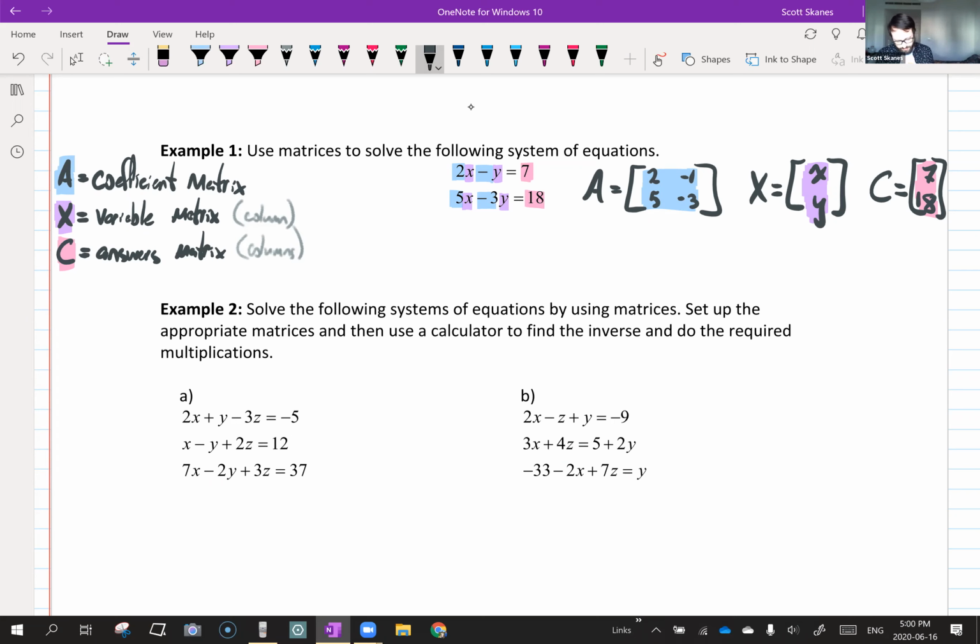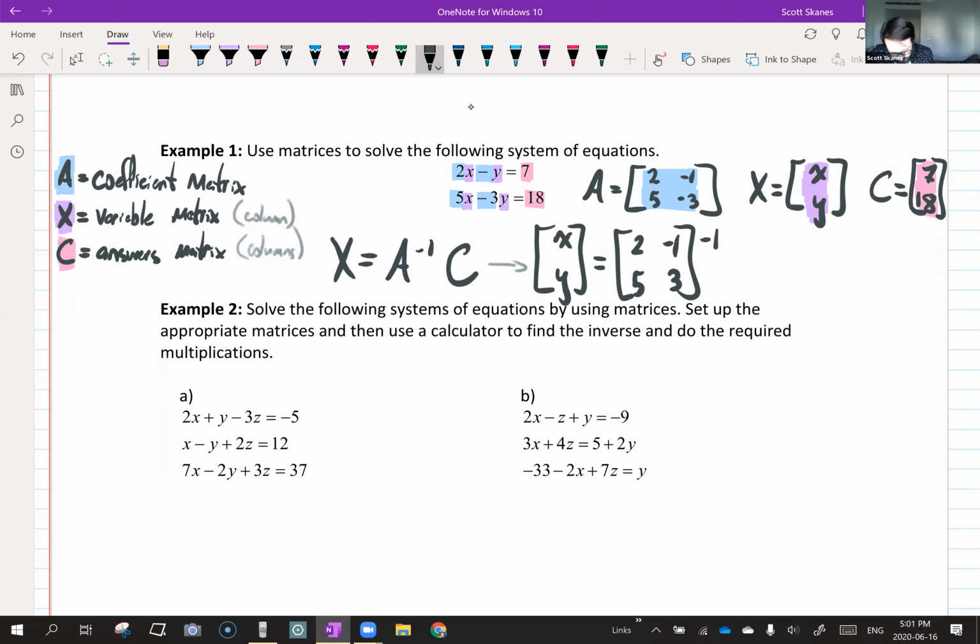We have 3 pieces. We get A from the coefficients, X from the variables, C from what's on the right side. And this is how we solve this. From the earlier page, X, our variables, what we're being asked for, is the inverse of A multiplied by C. Or in other words, our X and Y is the matrix 2, 5, -1, and 3. Get the inverse of that and multiply it by your C. And I know this looks complicated, but it's just following this formula.